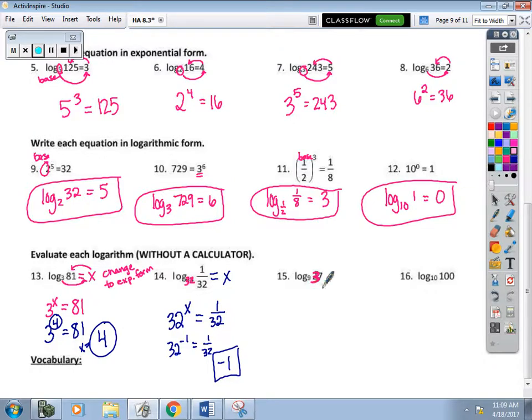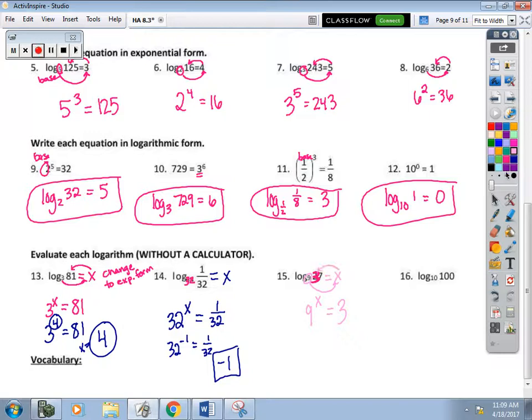The next one, same thing. And Bree kind of, spoiler alert. Change to exponential. So 9 to the x equals 3. Some people will put 3 to the x equals 9 because they think it's always the smaller number. Don't do that. You have to follow the pattern. The base was 9. The base has to stay 9. So it's 9 to the x equals 3.